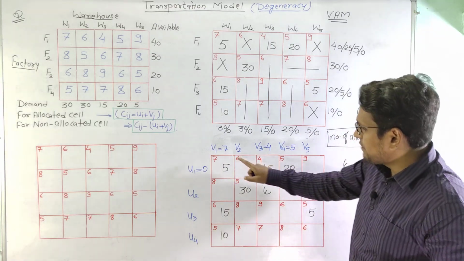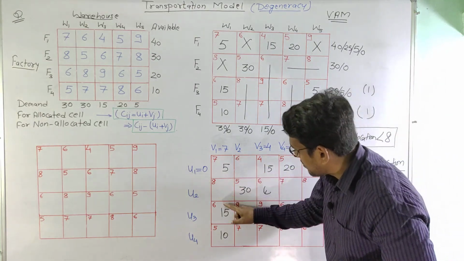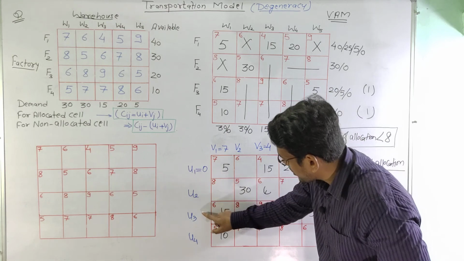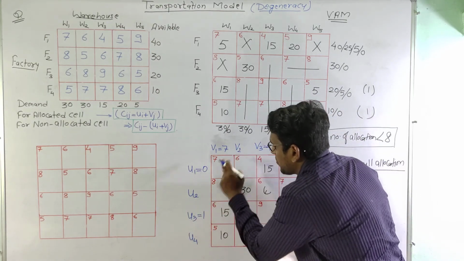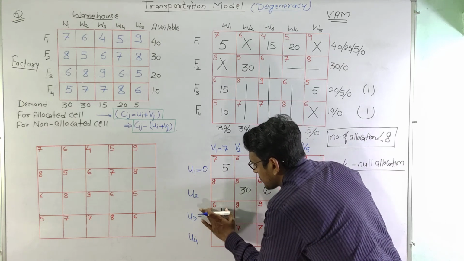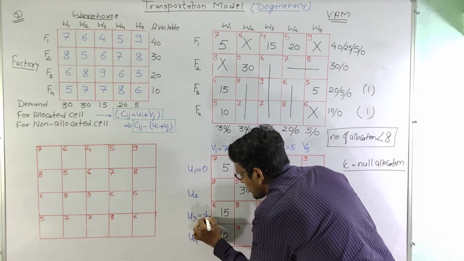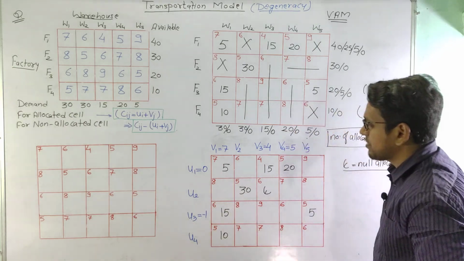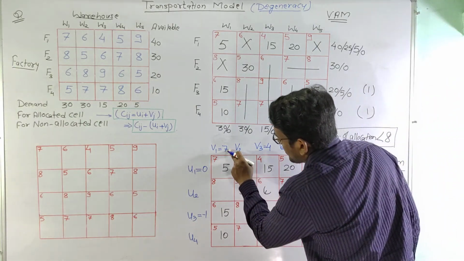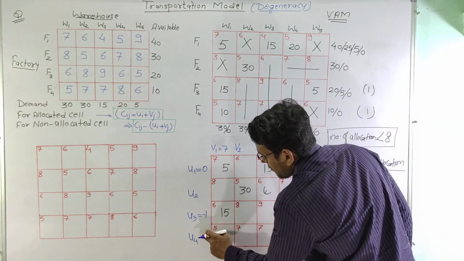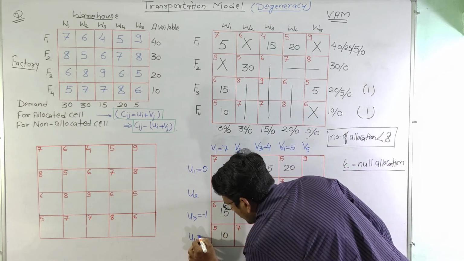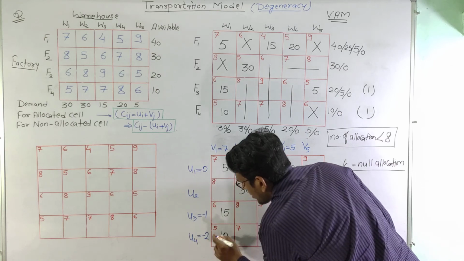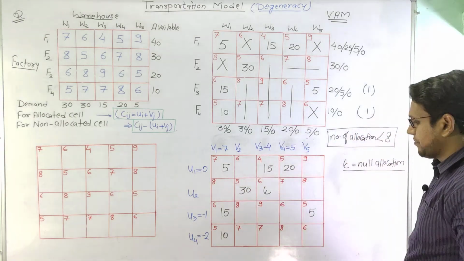And once we have calculated these 3 values, we can calculate further. 7 plus what equals 6? So this will be 1. 7 plus 1, this will be minus 1. 7 plus minus 1 is equal to 6. Similarly, 7 plus what equals 5? That means 7 plus minus 2 is equal to 5.